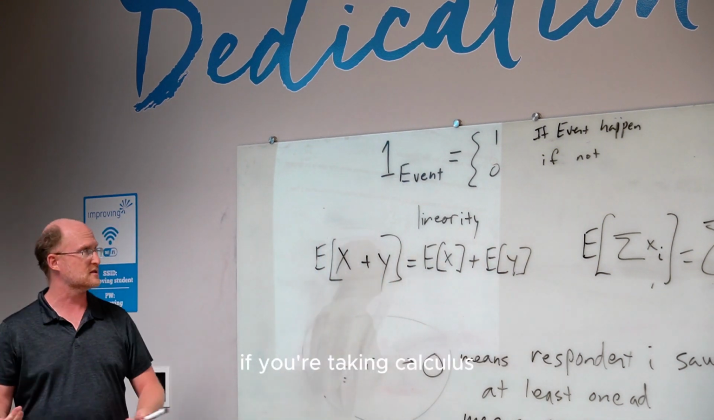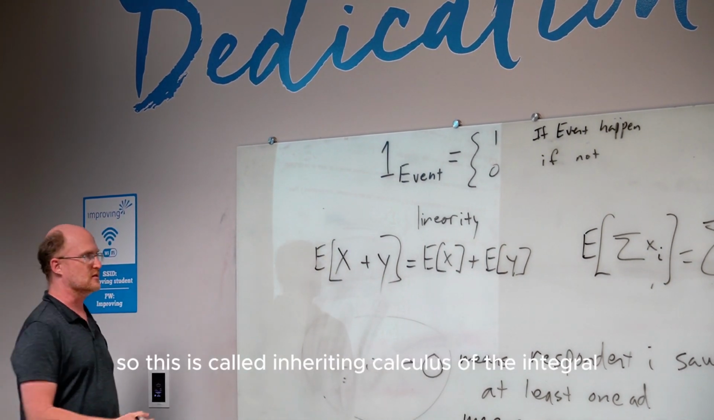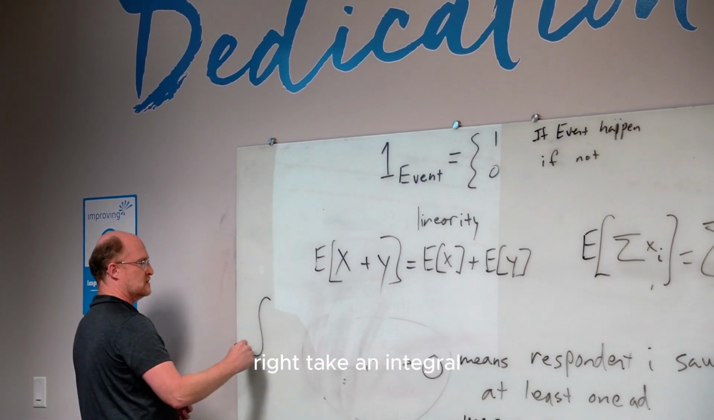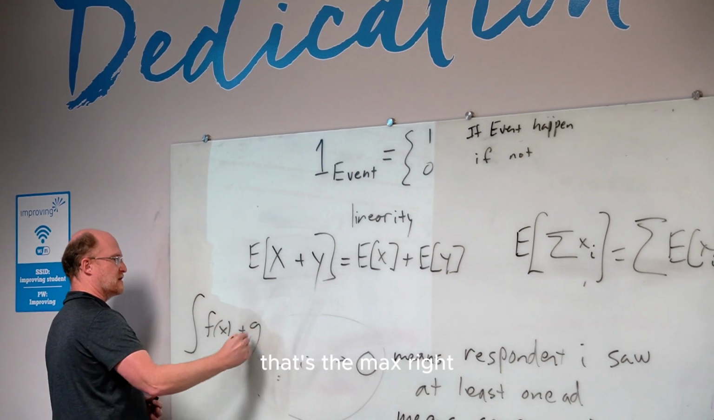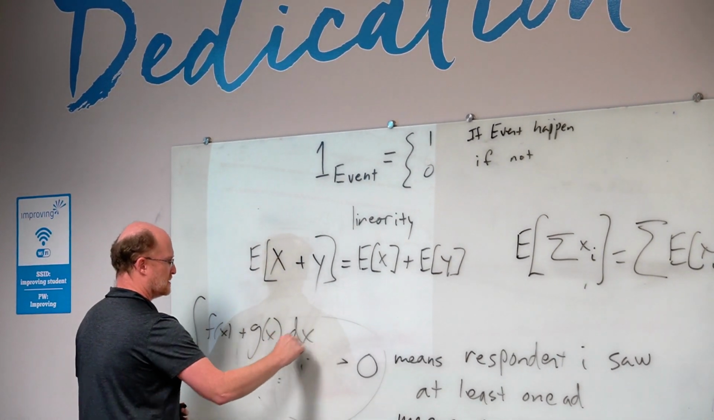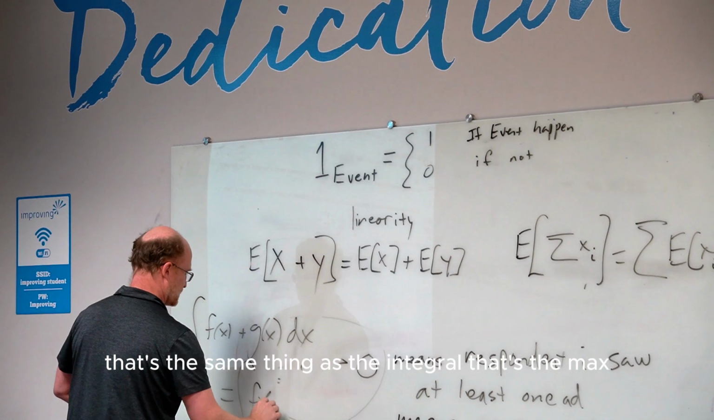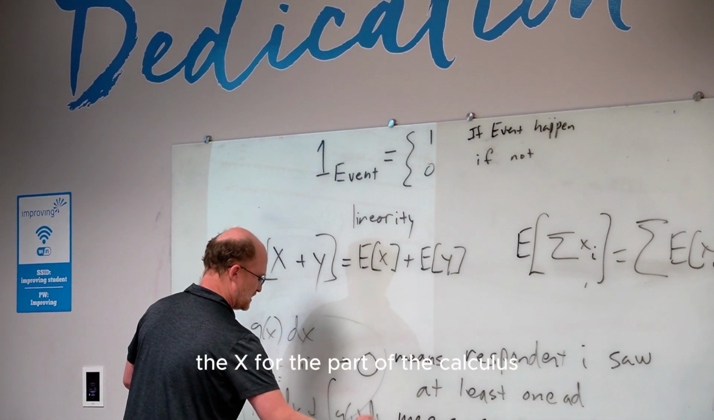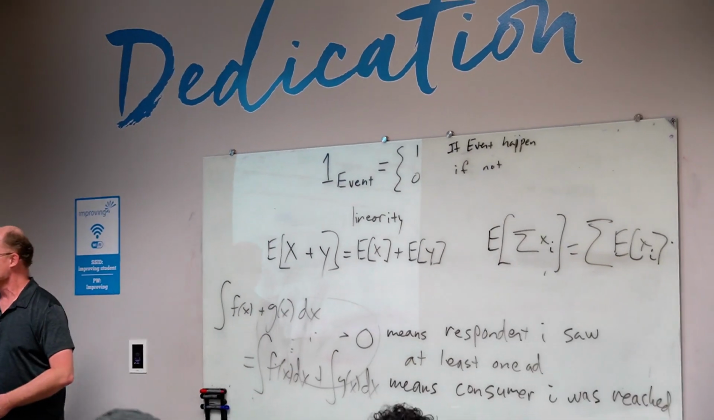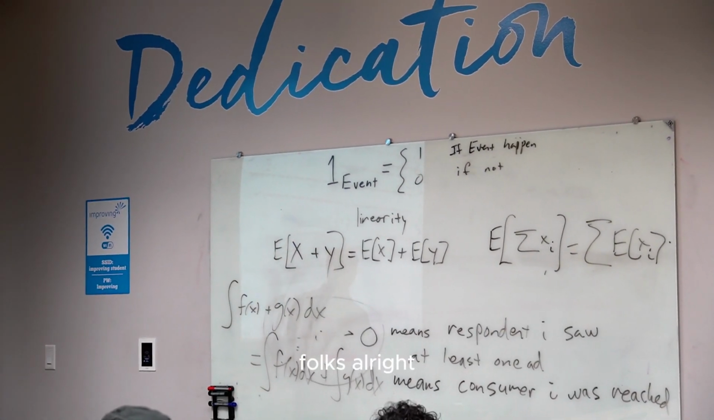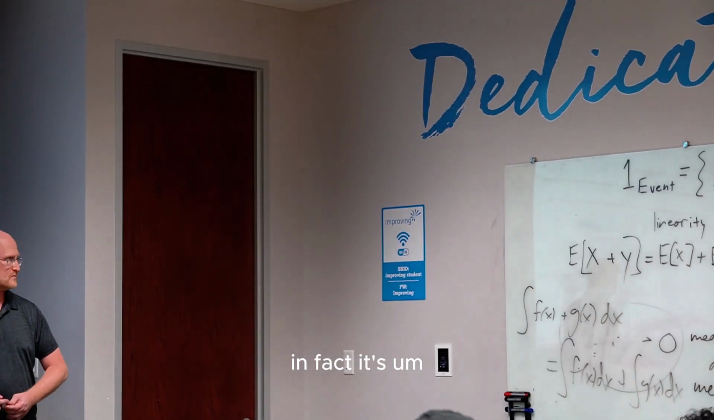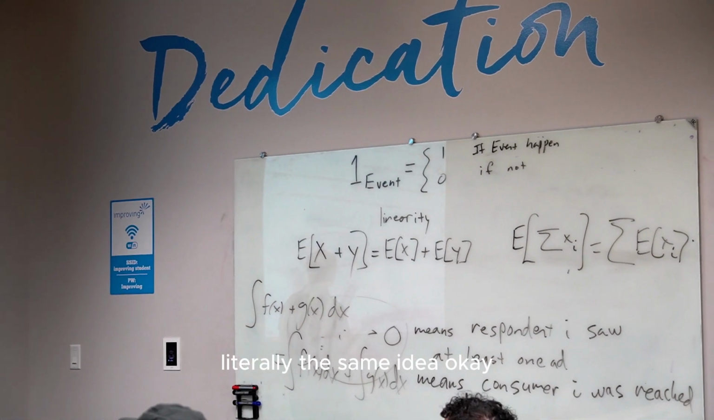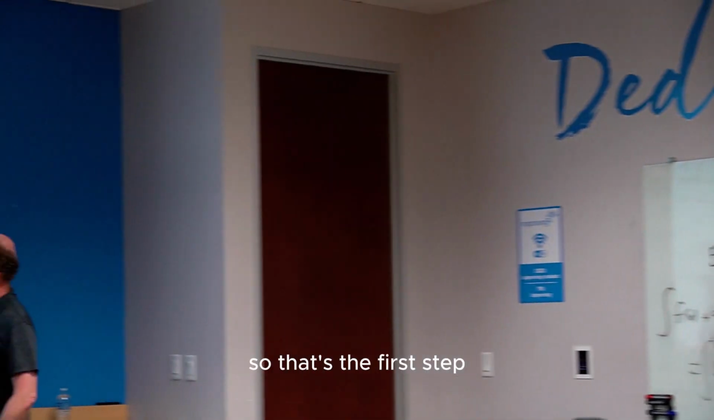If you've taken calculus, you know this already too. This is called linearity of the integral in calculus. Take the integral of f of x plus g of x. That's the same thing as the integral of f of x plus the integral of g of x, dx. So it's the same idea. In fact, it's literally the same idea if you look closely enough. Okay, so that's the first step.